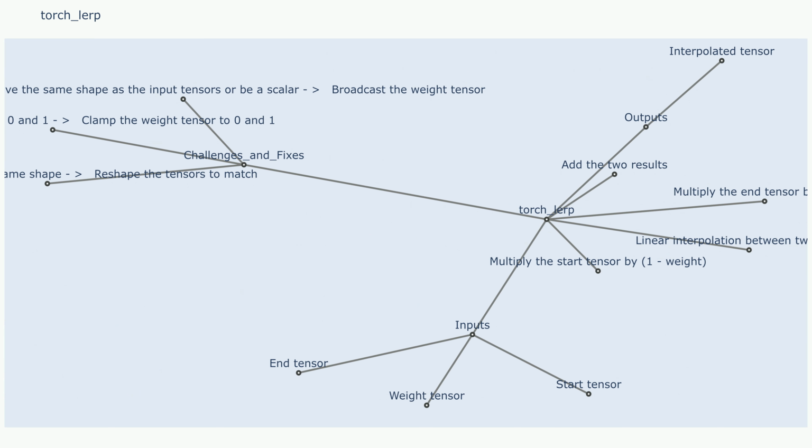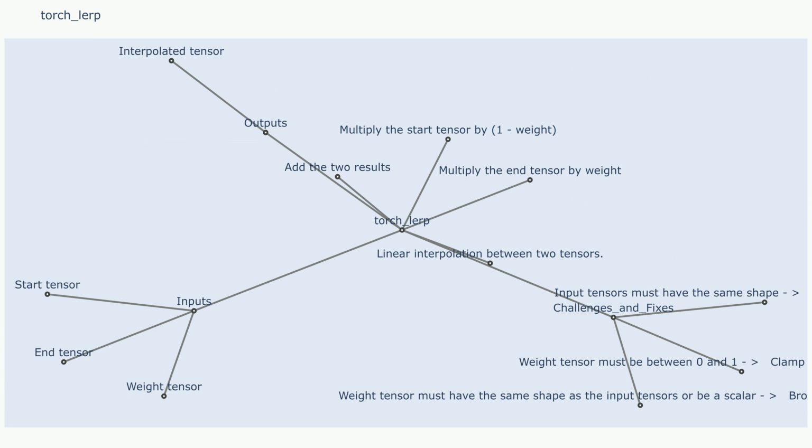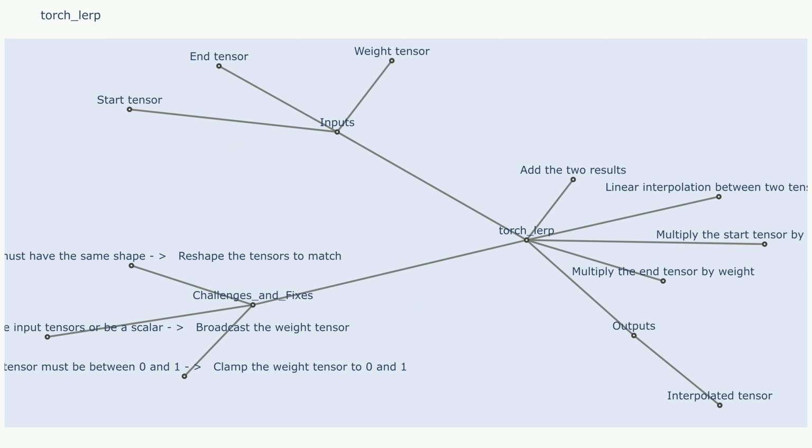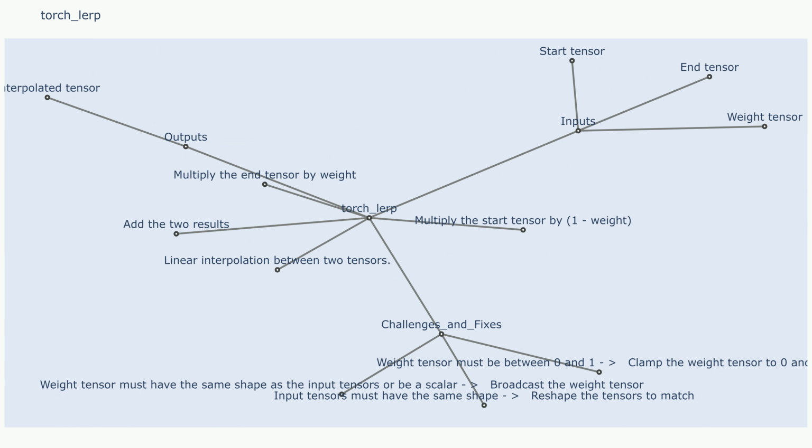A weight of 0.0 returns the start tensor. A weight of 1.0 returns the end tensor. And weights between 0.0 and 1.0 return interpolated values between the start and end tensors. Outputs: output, a tensor containing the interpolated values. The output tensor has the same shape and data type as the start and end tensors.